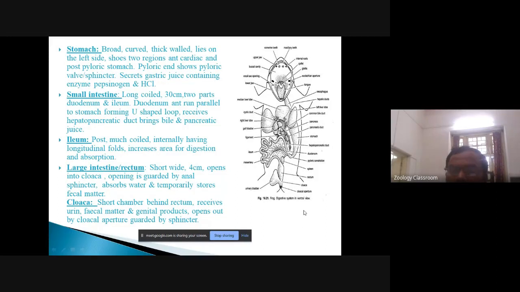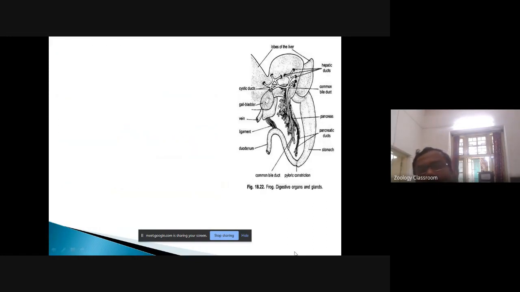The last part of the alimentary canal is the common chamber, which is known as the cloaca. The cloaca is the short chamber behind the rectum, and it receives 3 main substances. The first one is urine from the urinary system, fecal matter from the alimentary canal or the digestive system, and the genital products from the reproductive system. So all these 3 products come into the common chamber, and at a proper time they are thrown out by opening the cloacal aperture.